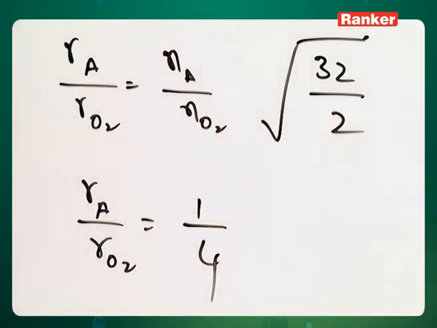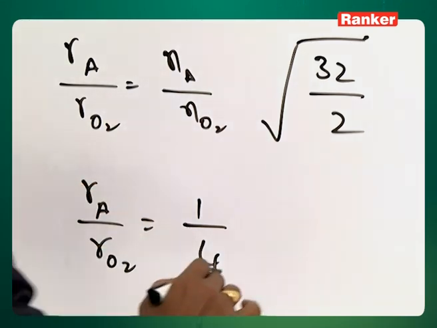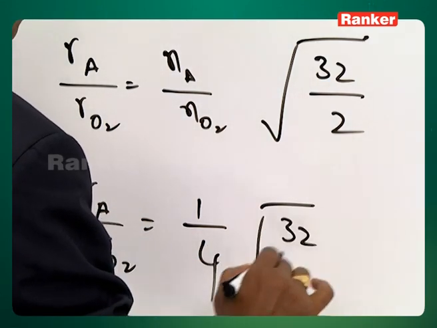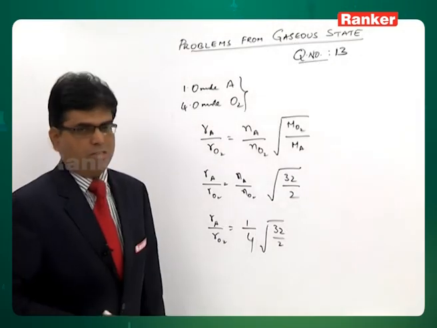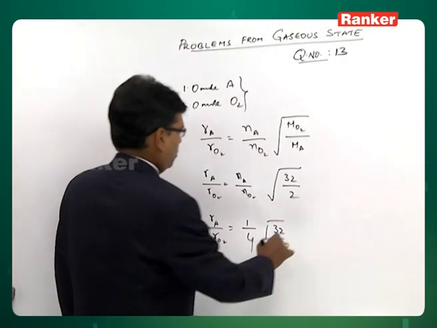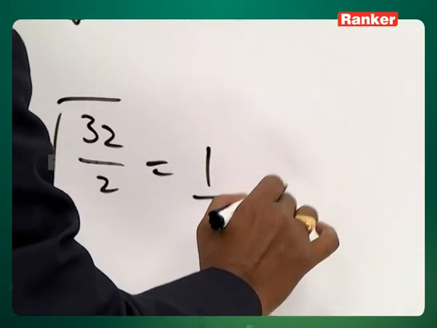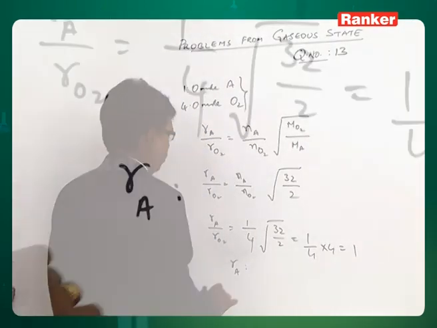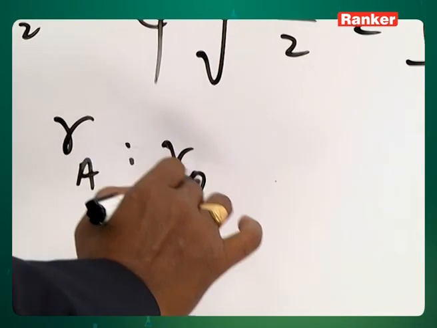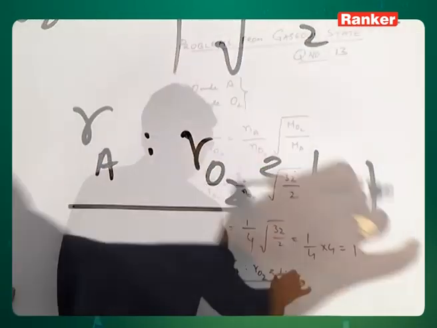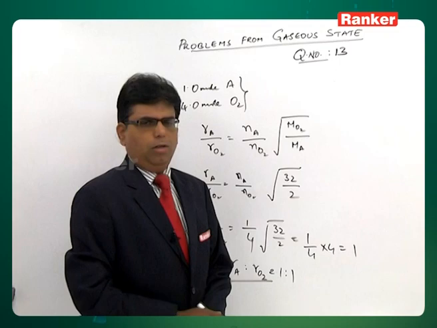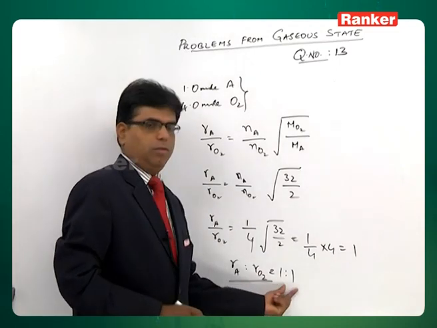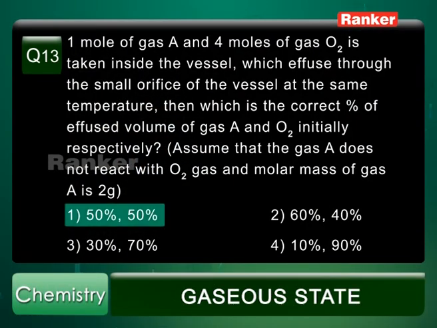Mole ratio of A and O2 is 1 by 4. So, it is 1 by 4 into root of 32 by 2. 32 by 2 is 16, root of 16 is 4. So, this is equal to 1 by 4 into 4, so it is 1. Therefore, the ratio of rates of diffusion of RA to RO2 is 1:1. Okay, so it is 50% each, 1:1. Therefore, the correct answer is option 1.